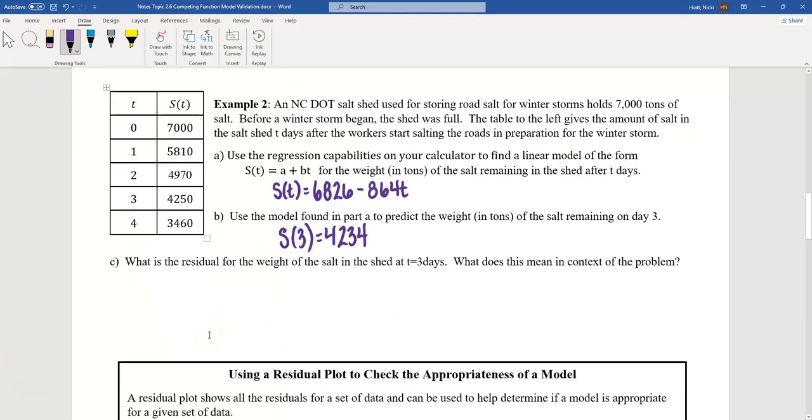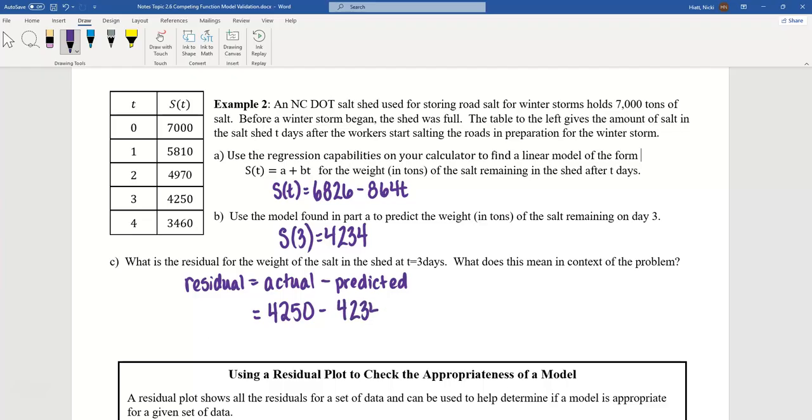So then I'm asked for the residual. So my residual is actual minus predicted. So for this particular data point, the actual is 4,250, and the predicted is 4,234. So if I subtract those two there, I'm going to get 16. A positive 16.